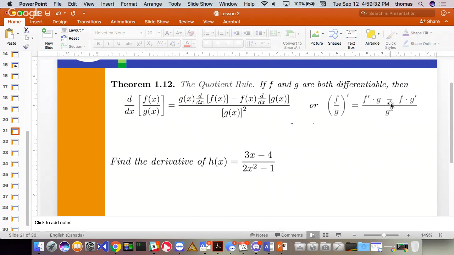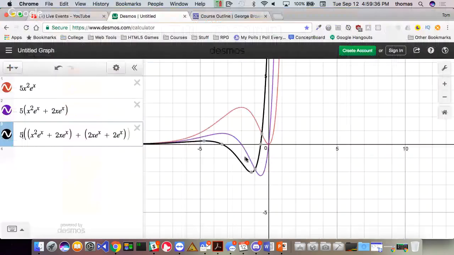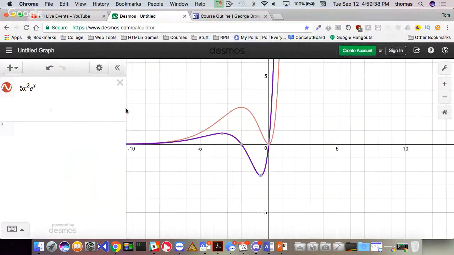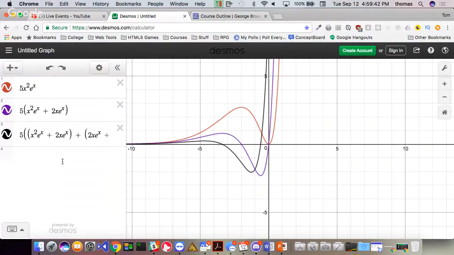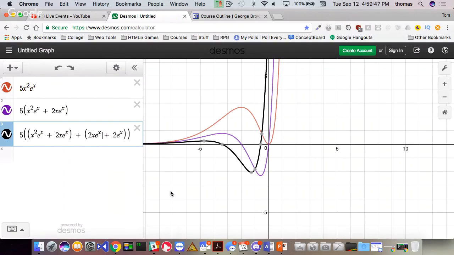Okay? Let's try this out together. So this is the thing we want to try out. So let's get rid of these. Oh, sorry. Let me just expand it for you so you can see it all. There we go. How's that?